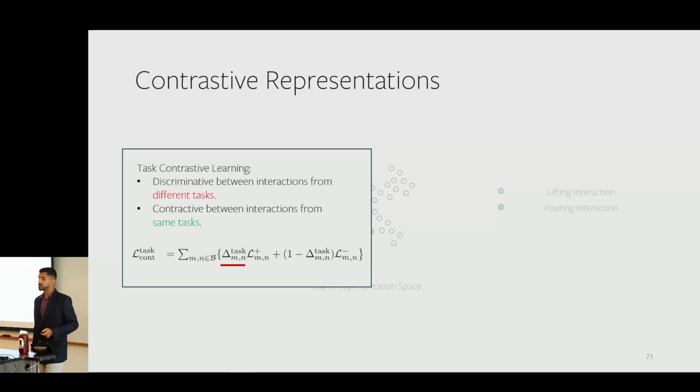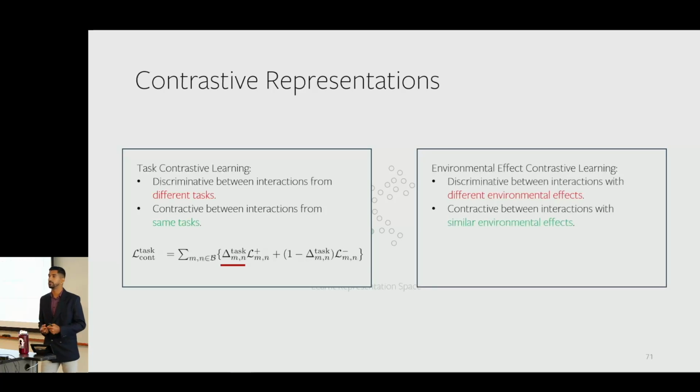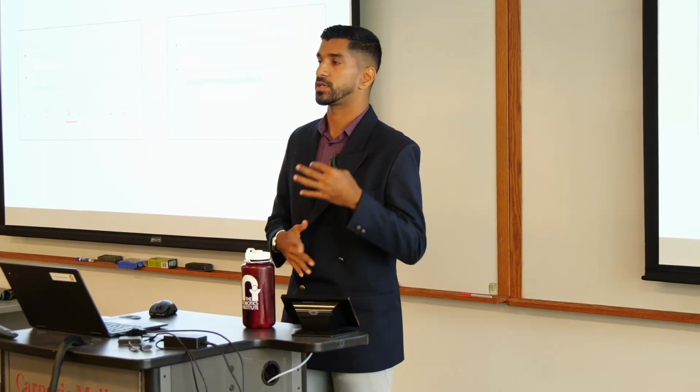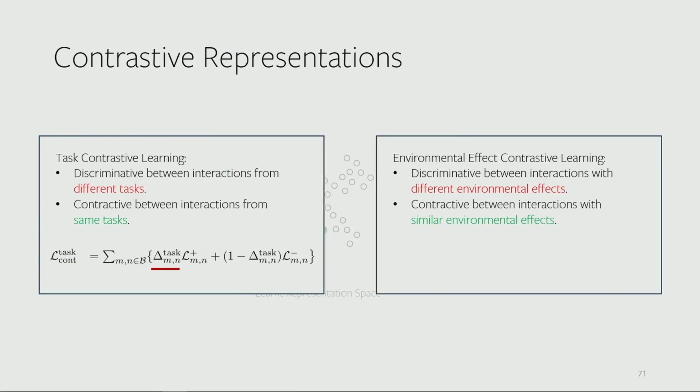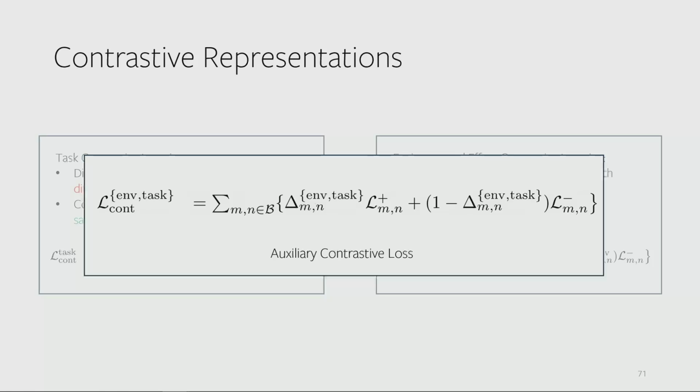The second component that we explore is perhaps the more interesting one, where we explore this idea of being contrastive with respect to the effects that these trajectories have on their environment. In particular, we'd like the representation to be discriminative between trajectories that have dissimilar or different environmental effects, and contractive between interactions with similar environmental effects. And you can measure the environmental effects by doing things like taking a pair of trajectories and comparing either the distance between them, or the dynamic time warping distance between them, or the distance between a proxy representation of them. And you can come up with another objective that encourages this property in the representation, and we combine both of these objectives into an auxiliary contrastive loss that forms another component of our objective.